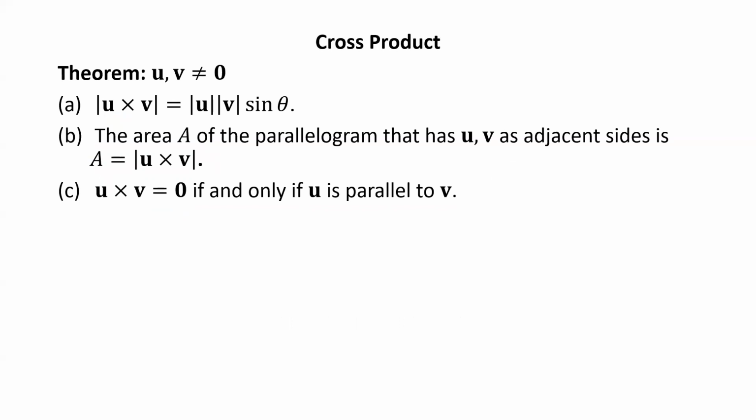Okay, it's time for a big theorem about the cross product. So we're starting with two non-zero vectors u and v. And we're going to show that the length of u cross v is the product of the lengths of u and v times the sine of theta. The area A of the parallelogram that has u and v as adjacent sides is the length of u cross v. And the cross product of u and v is 0 if and only if u is parallel to v.